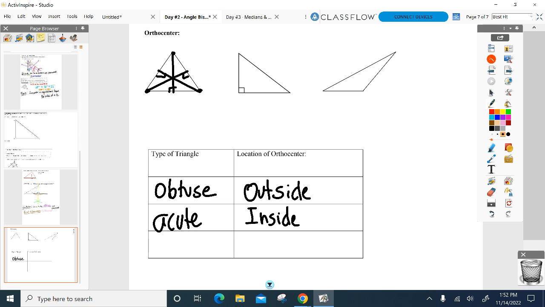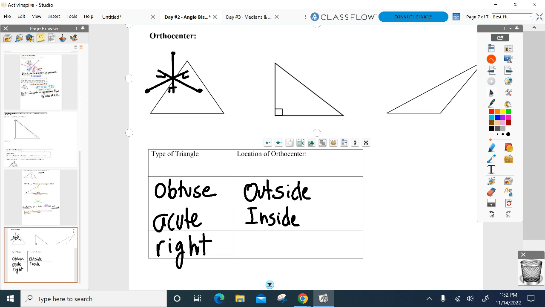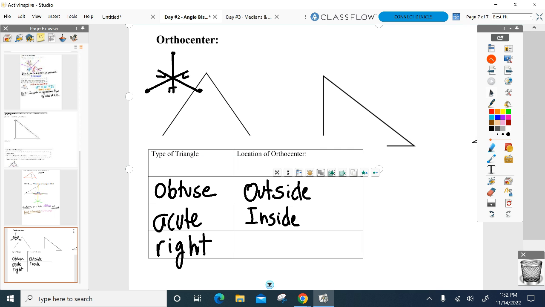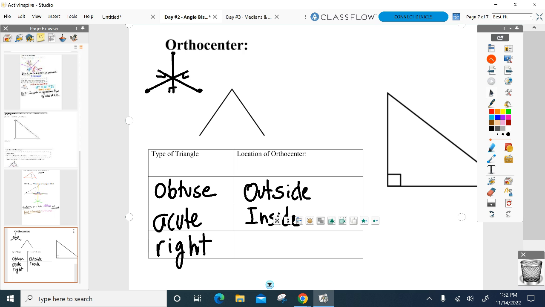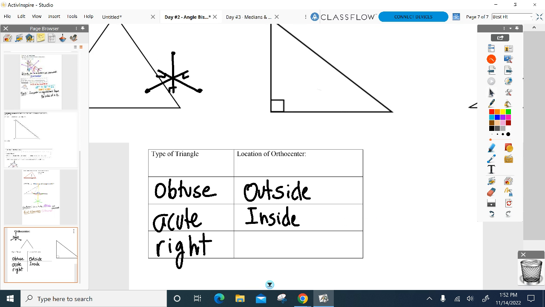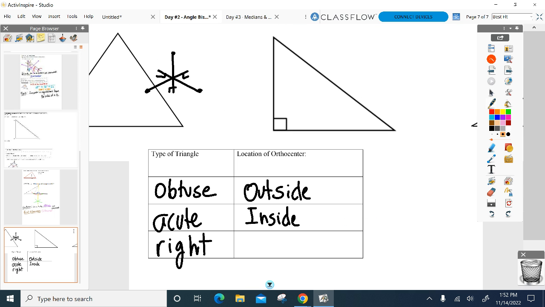Buckle up for this one. And then, yes, we have a, what's the deal with the right triangle? All right, I got to blow this up here. Just so we're clear. All right, there's my right triangle. Review. What's an altitude again? It starts at a vertex and is what to the opposite side? Okay, perpendicular. Starts at a vertex, perpendicular to the opposite side.